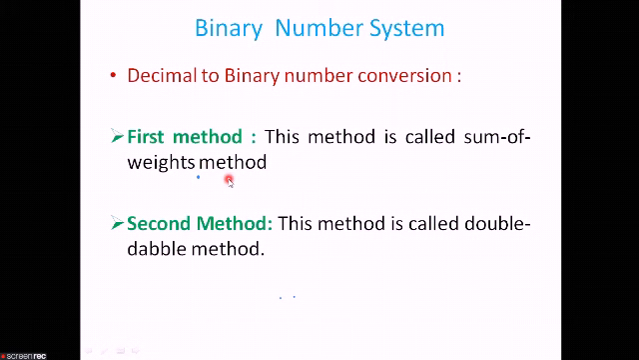Now let me tell you something about the sum of weights method. In this method, which is normally used only for small numbers, the values of various powers of 2 need to be remembered. For conversion of large numbers, we should have a table of powers of 2. In this method, known as the sum of weights method, the set of binary weight values whose sum is equal to the decimal number is determined.